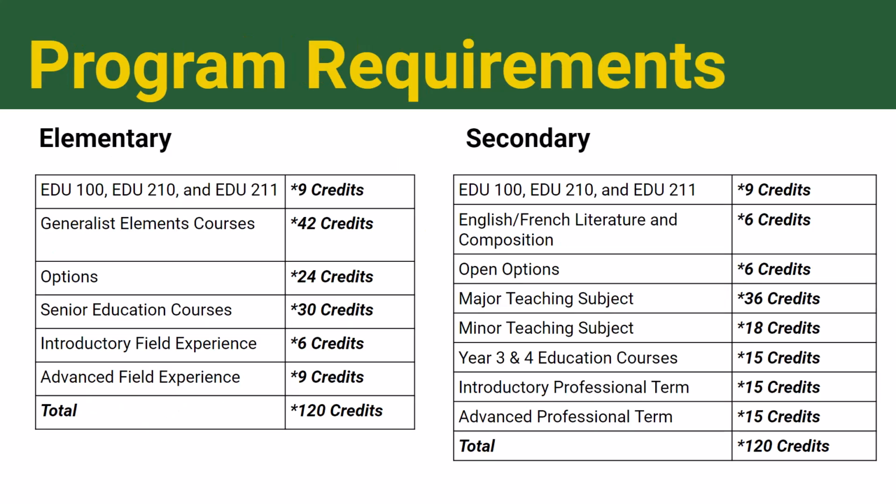Here's a list of requirements from elementary and secondary programs, including credit breakdowns. As you can see, elementary contains generalist courses and options, whereas secondary has a focus on the major and minor subjects. The intro field experience, known as IFX, and the advanced professional term, known as AFX, are the mandatory student teaching experience that each program will have. A senior education course, also known as an education elective, is any 300 or 400 level course offered by the Faculty of Education. Note that if you are an English major, you'll have 12 credits of open option as your 6 credit English requirements will be completed in your major.